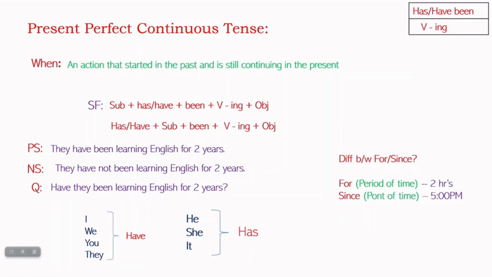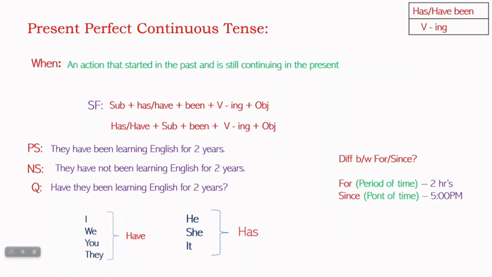We always use for and since in present perfect continuous tense. Always raise a question: what is the difference between for and since? For is used to show a period of time. Since is used to show a point of time. Examples: for 2 hours, for 3 hours, for 2 months, 2 years, etc. Since 5 p.m., since 10 a.m., since 2 o'clock, etc.